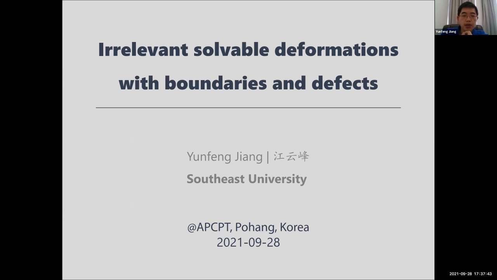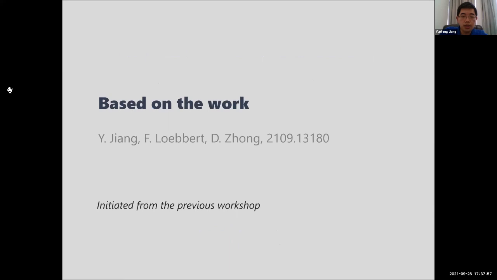So today I'm going to talk about some recent work where we study TTbar-like irrelevant solvable deformations in quantum field theories with boundaries and defects. This is based on work together with Florian Lebert from Humboldt University and also Deliang Zhong from Tel Aviv University, and the paper just appeared this morning.